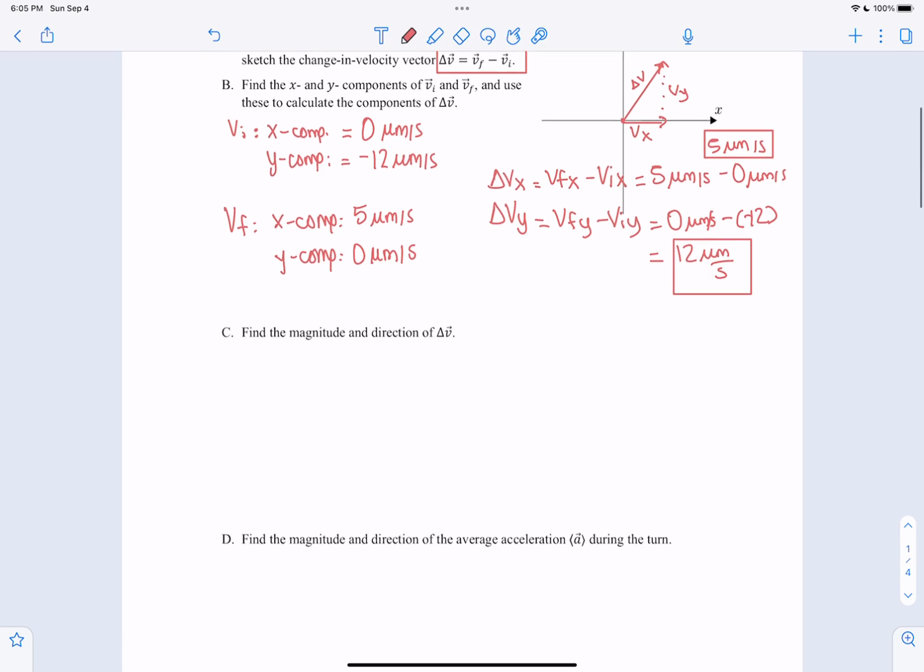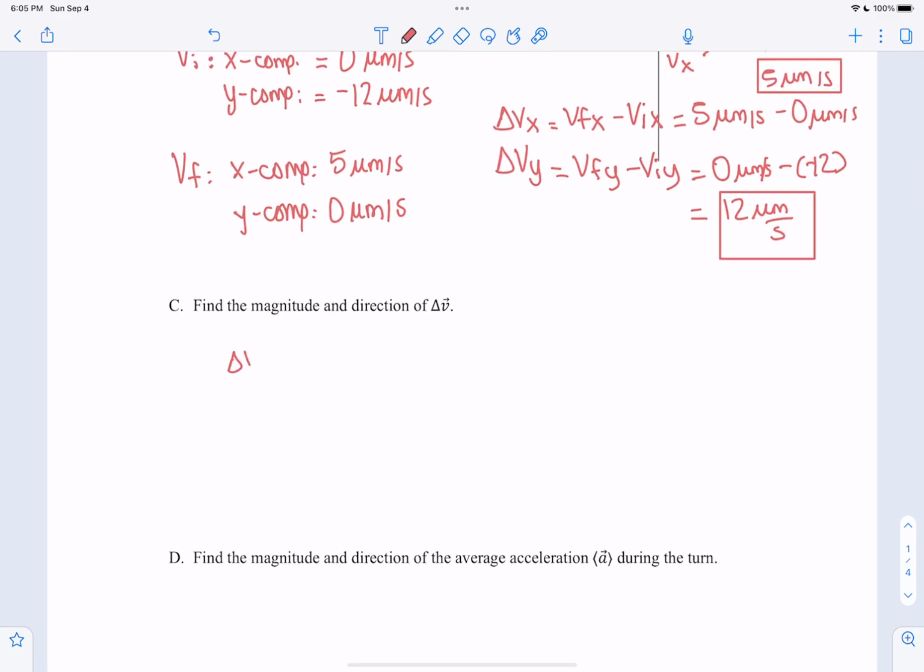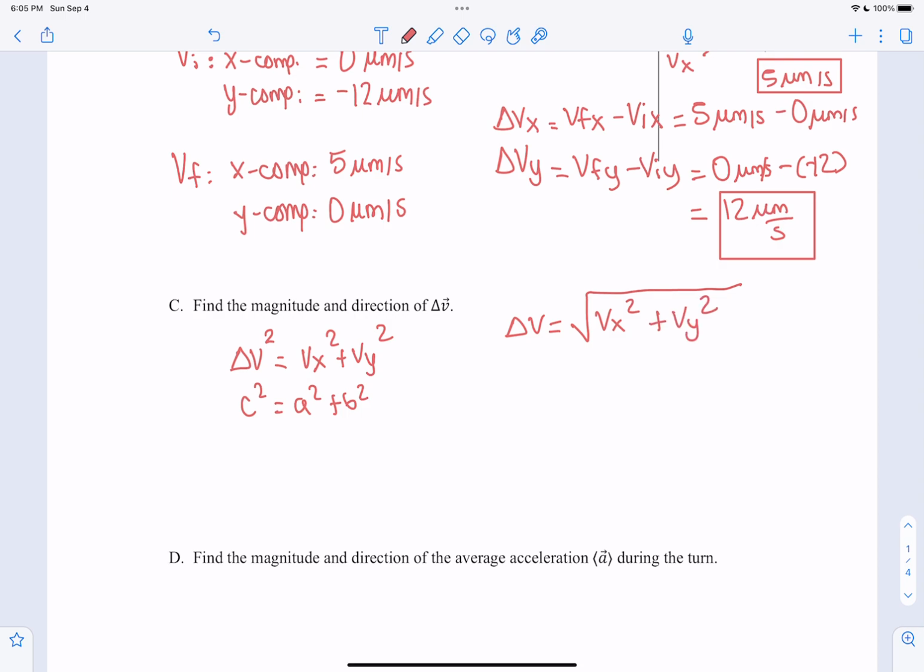Pythagorean theorem, right? Let me write it out a little bit fuller. Delta V squared equals Vx squared plus Vy squared. That's like c squared equals a squared plus b squared, the same kind of format. To figure out delta V, we just take the square root of the whole thing, so delta V is equal to the square root of Vx squared plus Vy squared, right?